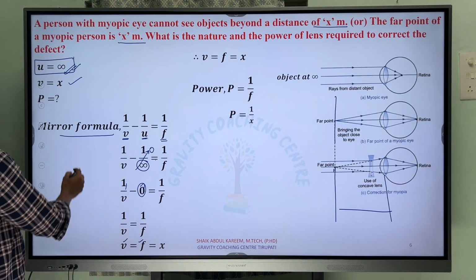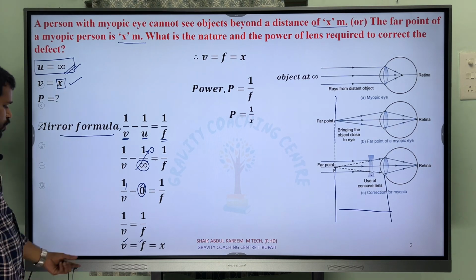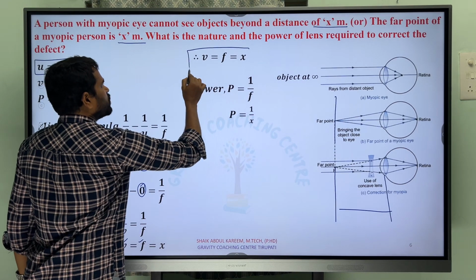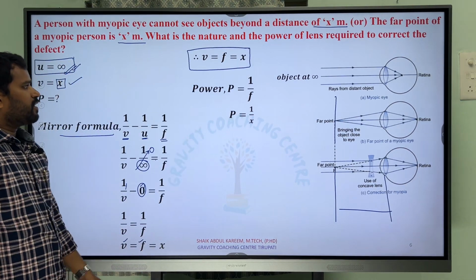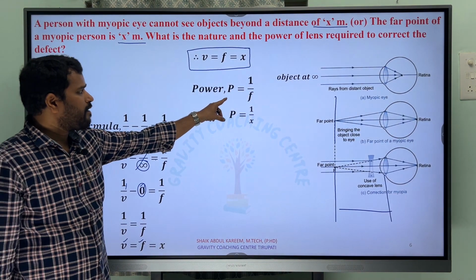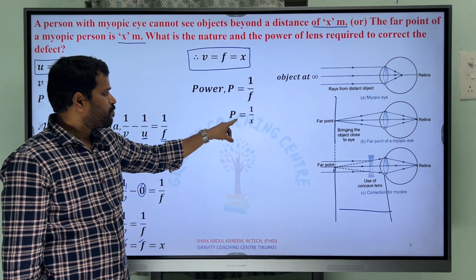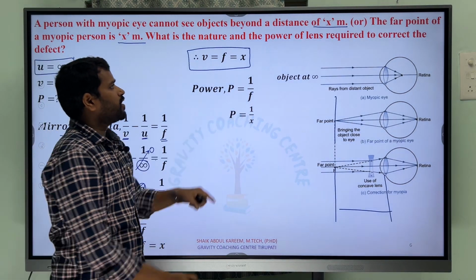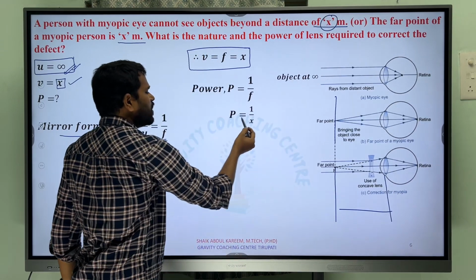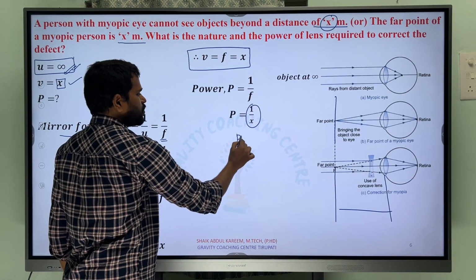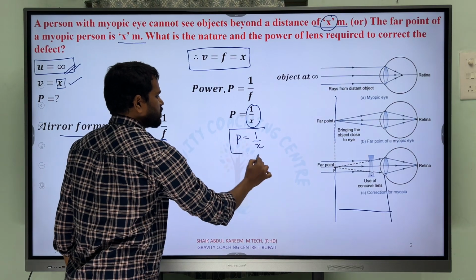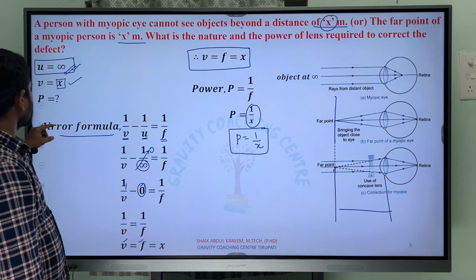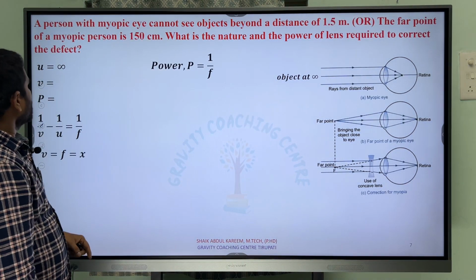And V is also equal to x. So V equals F equals x. From this, how can we find the power? Power is equal to the reciprocal of focal length. The focal length is x. So whatever is given, if he is asking for power, directly we can put P equals 1 by x. This is how we can do any kind of problem. Similar kinds of problems with values, numericals, we will see.